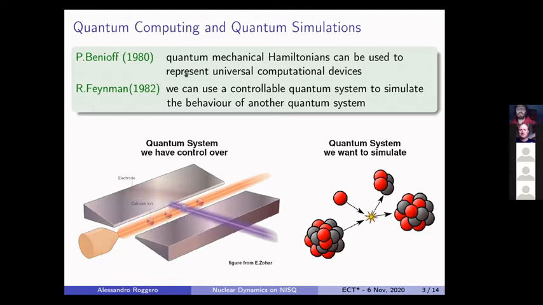A couple of years after, Feynman conjectured that it should be possible to use a controllable quantum system, say a system with ions trapped in an external potential where you have control on their motion, to simulate the behavior of a different quantum system that has a commensurate number of degrees of freedom. So, for instance, we can think of mapping the degrees of freedom of a nuclear collision into degrees of freedom of a trapped ion system, and try to simulate the real-time dynamics of the nuclear system using the controllable one.